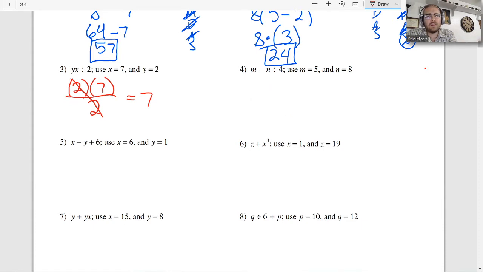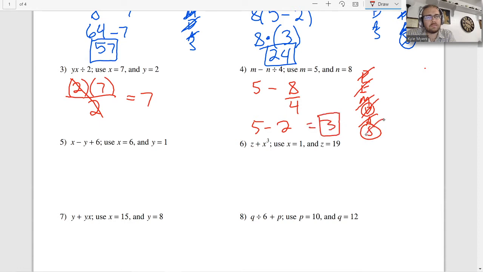So m is 5 minus n is 8 divided by 4. All right, so PEMDAS. No parentheses, no exponents, no multiplying, but there is division. 5 minus 8 divided by 4 is 2. So we had a division to do. And then no addition, but we do have some subtraction. 5 minus 2 is 3. And there we go.